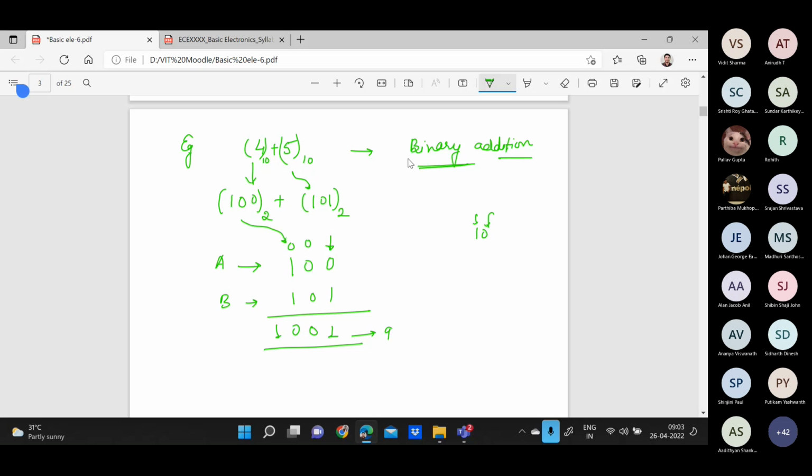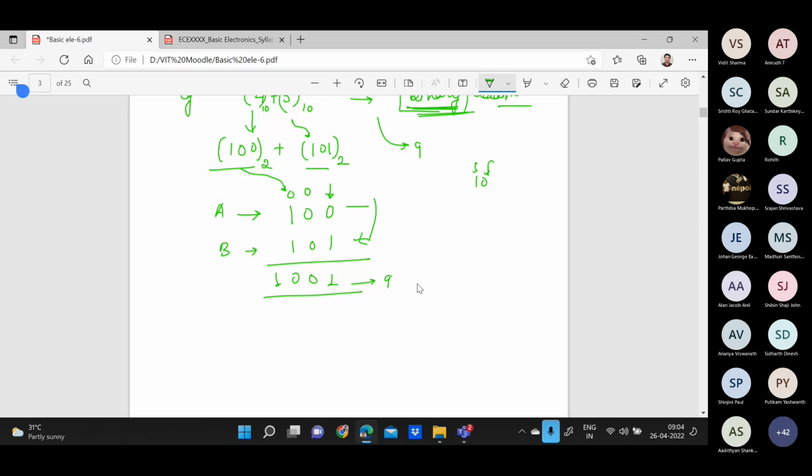Don't forget, if binary addition is asked, you have to do it in the binary form, not directly write down 9. You have to go with the binary form. That means convert into binary numbers, then add and give the answer like that. So that is the way of adding two numbers.